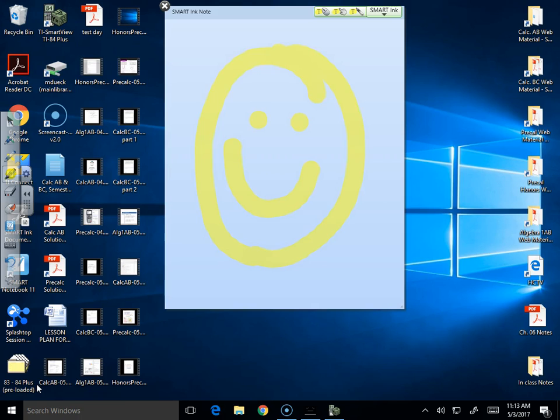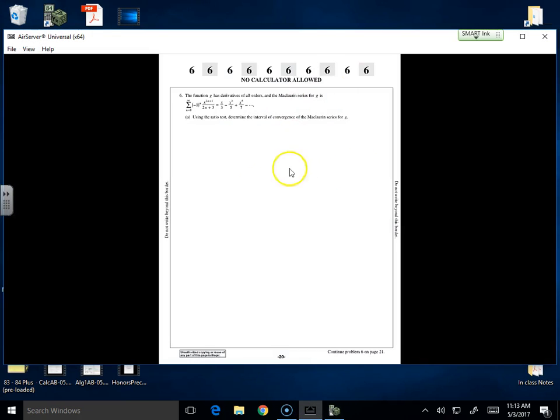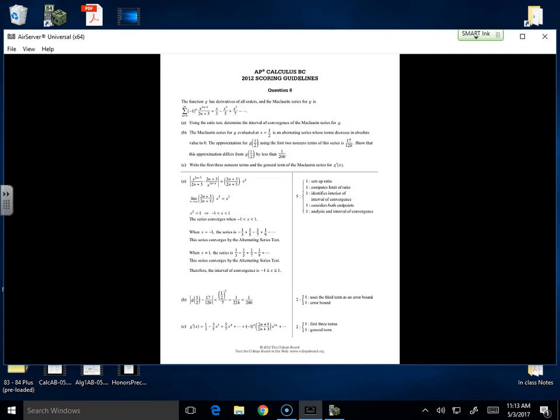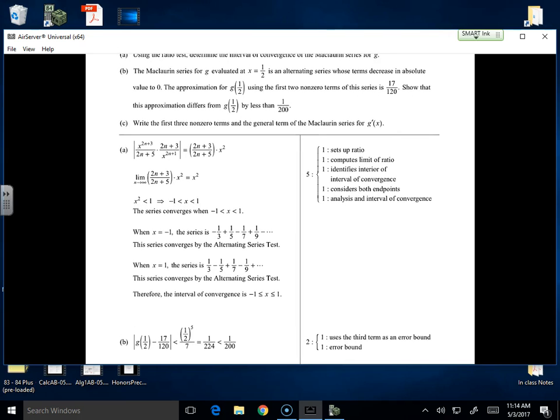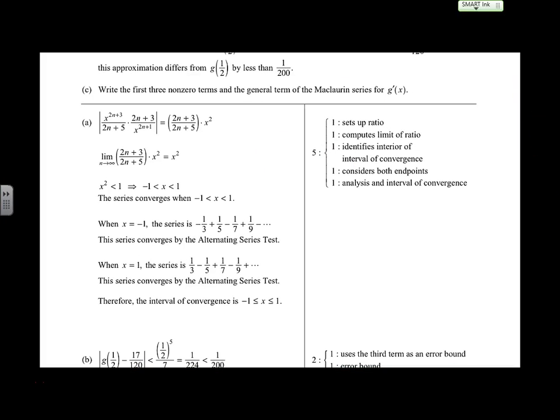2012 FRQ number 6. Let me go ahead and get the answer key up first so that you guys can grade it. Oh, this is the question for number 6. Do I have the answer key built in? Yes, I do. Alright, so let's start with grading. And we'll start with part A because that's the big one. I'll try to zoom in on that so you guys can see it more clearly.